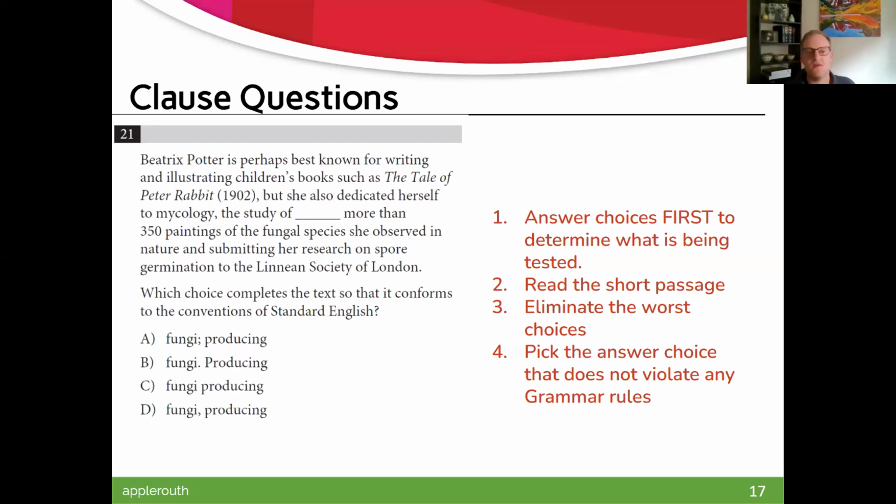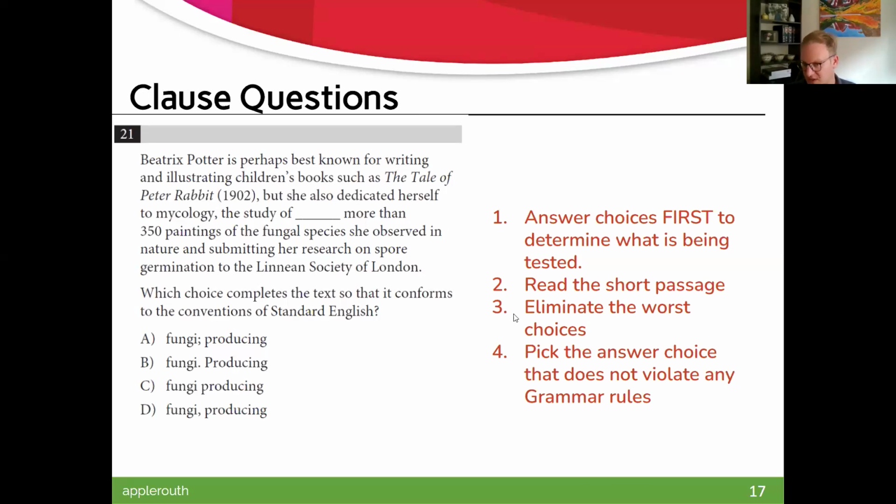So here, this person also dedicated herself to mycology, the study of fungi, producing more than 350 paintings. We can't go straight through with no pause. It's separate ideas. So C doesn't work, but A and B won't work because the second clause after the period or semicolon would be dependent. So here it'd be choice D, semicolon period don't work, but we need the comma.